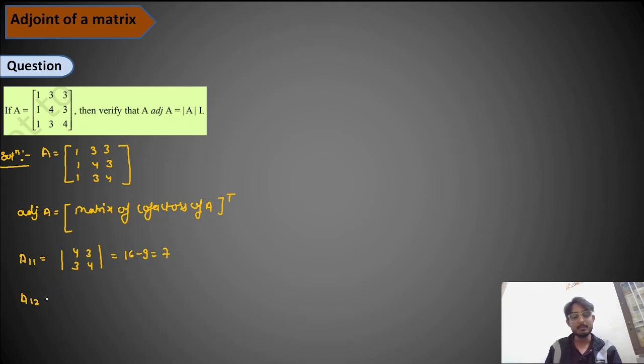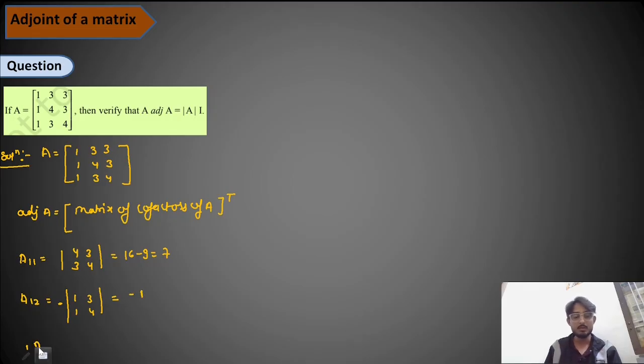A12 means eliminate first row and second column. First row is 1 3 3 and second column is 3 4 3. When you eliminate this you will get 1 1 3 4, and here 1 plus 2 equal to 3. So this is an odd number, so we will change the sign. So we will take minus here. 4 ones are 4, 3 ones are 3. 4 minus 3 means 1, so you will get minus 1.